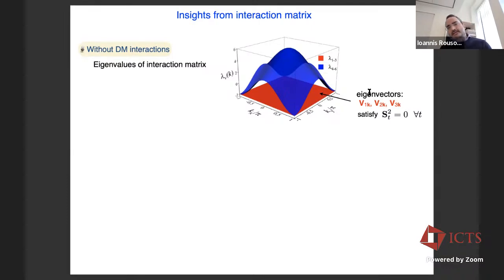Now you can look at the eigenvectors corresponding to the flat eigenvalues. Let's call them V1, V2, V3. All of these eigenvectors satisfy the constraint that the total spin of each tetrahedron must vanish, and that's the constraint that comes from the Heisenberg interaction. That's basically the constraint that leads to all the interesting geometric frustration in the system.